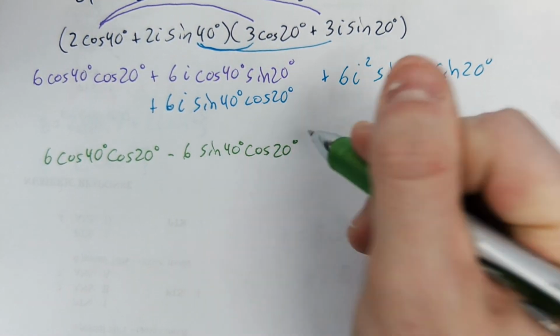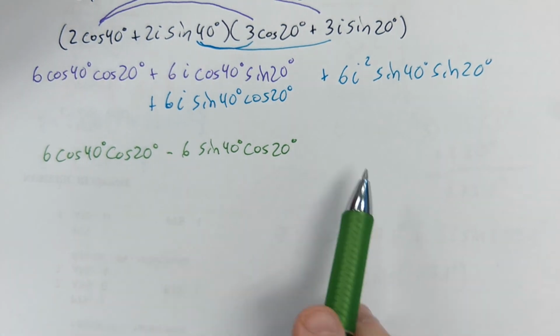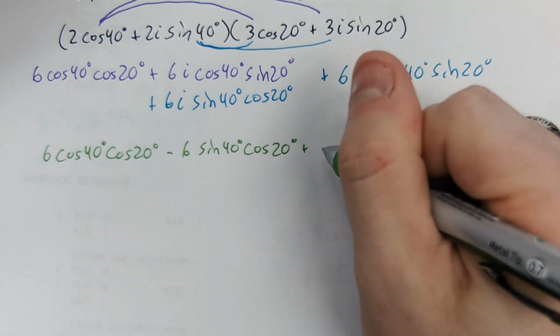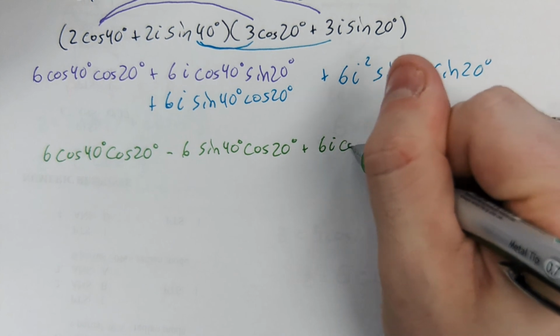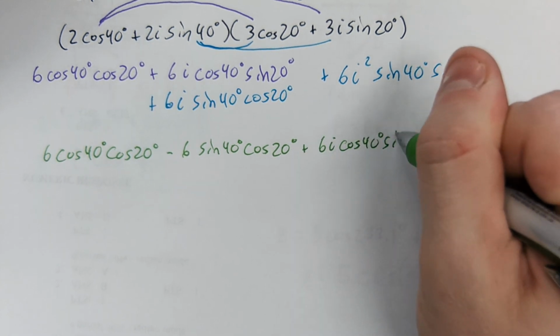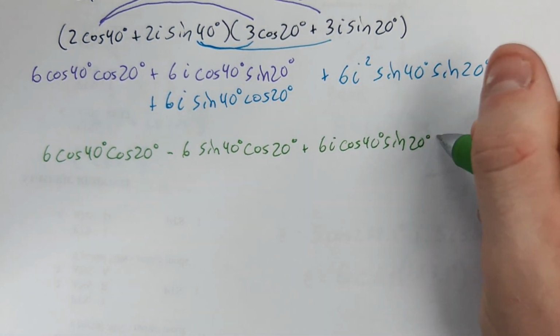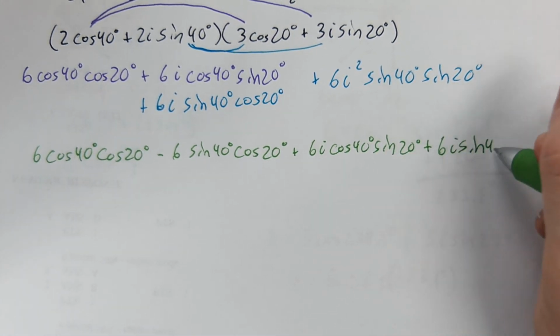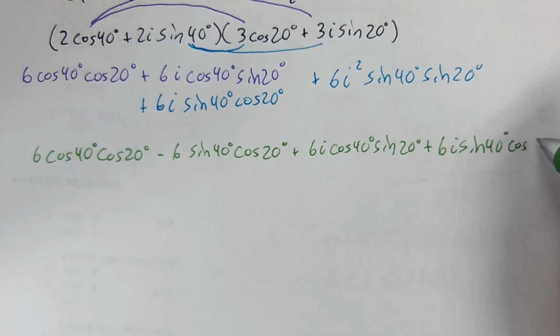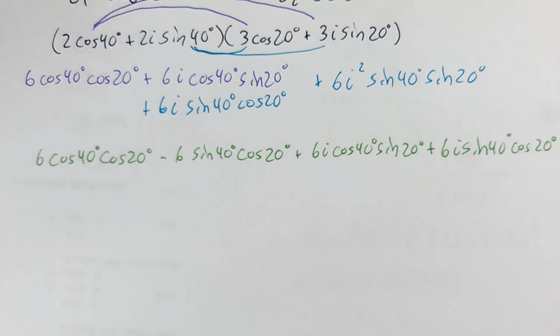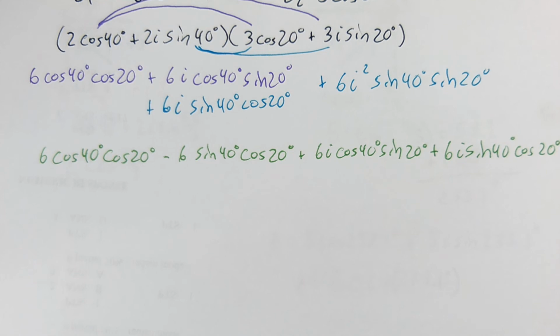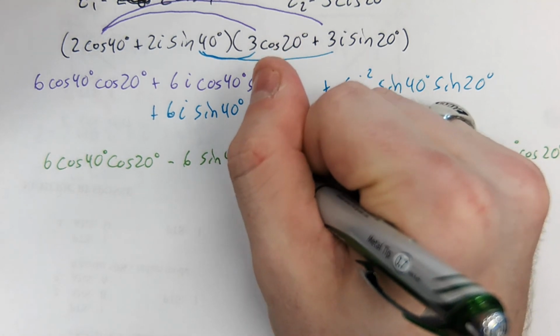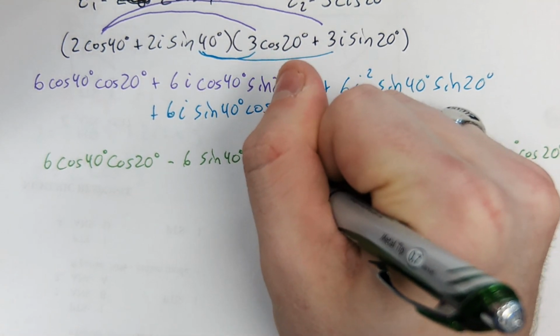Ah, and we're hearing people across the room realize what's happening here. Then these, 6i cosine 40 sine 20. Hold on. Plus 6i sine 40 cosine 20. Did I make a mistake? Yeah, in the -6 sine 40, it's sine 20. What did I write? Oh, sine, not cosine? Oh, sorry. There.